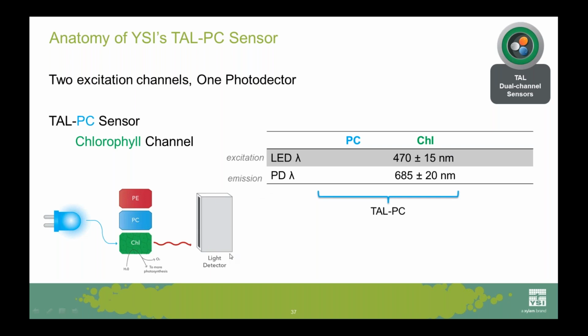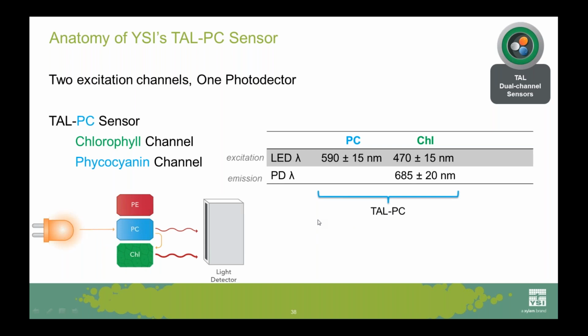The photodiode, the emission side of the equation, detects the emissions from chlorophyll at peak wavelength of 685 nanometers, plus or minus about 20 nanometers. So that is what the chlorophyll channel acts like on the total algae PC sensor. Let's look at what the phycocyanin channel does.